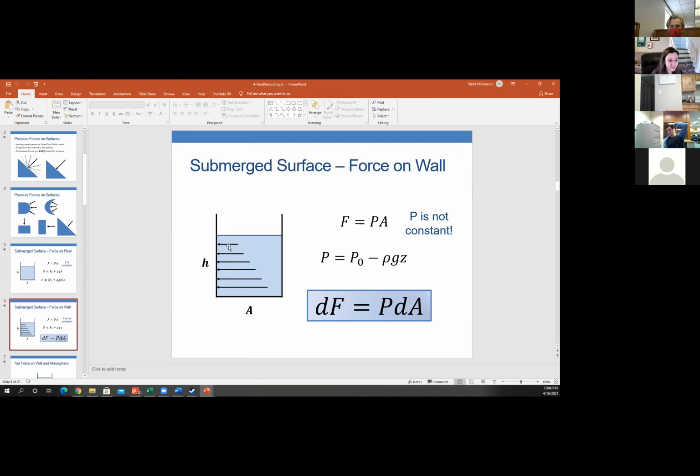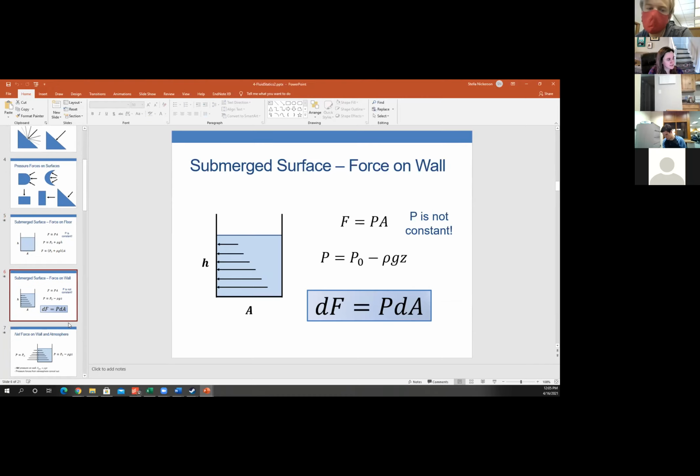But then what happens if we have a vertical surface? If you have a vertical surface, pressure isn't constant. So what would you multiply by the area to get the force? Because pressure is changing, we have to integrate in order to get the force on the surface. That is why we have to integrate.